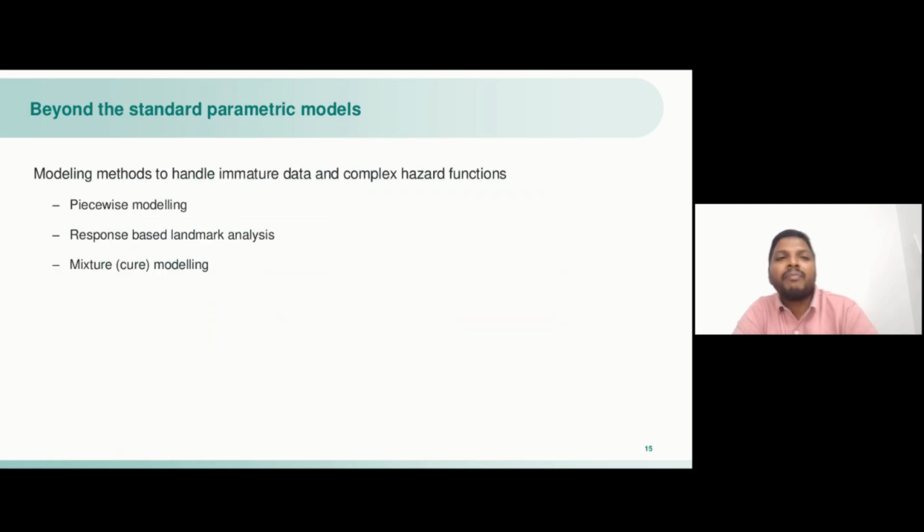So in this session, we will be briefing about three advanced parametric models which are mostly used in handling immature data. The first one is piecewise modeling, the second one is response-based landmark analysis, and the final one that we will be discussing is mixture cure modeling.